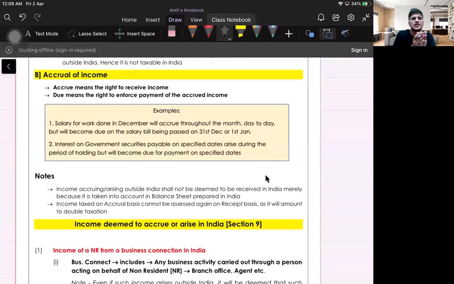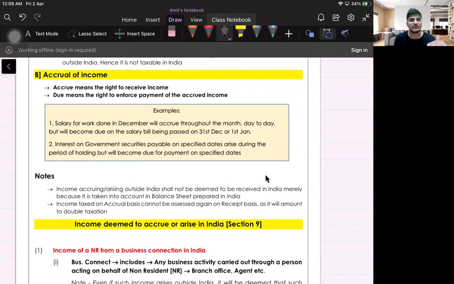In the month of, for example, February, you're working every day. The salary of February is accruing every day, but it is due on the next month ka first day. Salary is accruing every day, but it is due on the next month ka first day. This is the difference between due and accrual. Accrual every day accrue hota hai, and due wo accrual ka due date hota hai. There is one day, that is next month ka first day. This is the difference between due and accrual. This is the accrual of income.